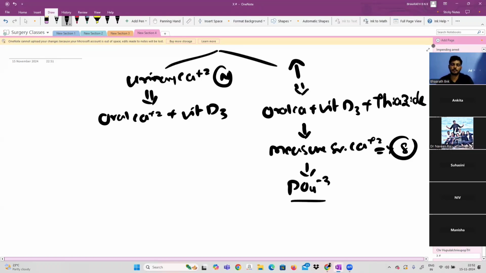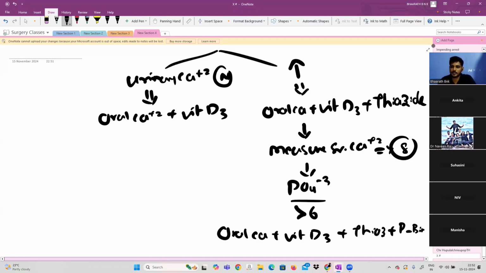Because when there is parathyroid deficiency, there is hypocalcemia, hyperphosphatemia, because phosphate has reverse effects to the calcium. So this hyperphosphatemia, if it is more than 6, you add, now the patient is on oral calcium, the patient is on vitamin D3, the patient is on thiazide. Along with that, you add a phosphate binder orally. Right?